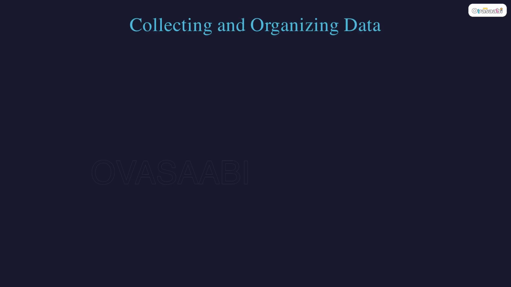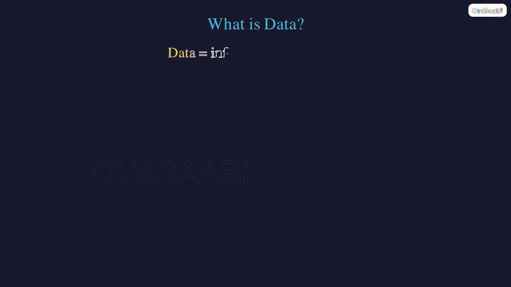How does a market seller know which fruits sell most? How do hospitals track patient visits? They collect and organize data. Data means information we gather. We collect it through surveys, counting, or observation. Then we organize it to see patterns clearly.